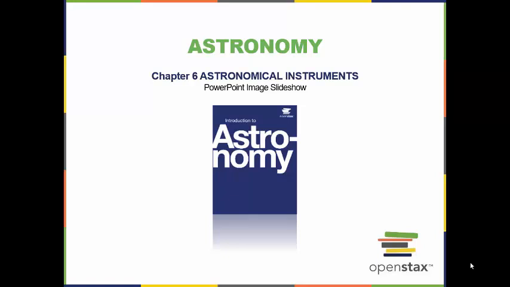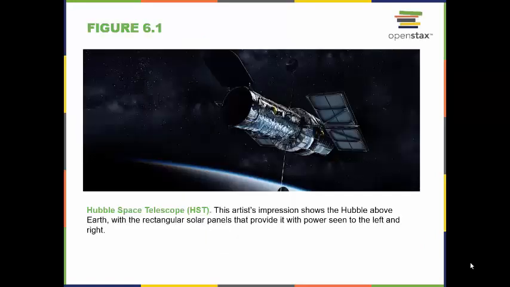Today's lecture is on astronomical instruments. Here we see the artist's impression of the Hubble Space Telescope above the Earth. In this lecture, we'll discuss how telescopes operate, and we'll also answer some important questions such as, why do we want to place telescopes in space?